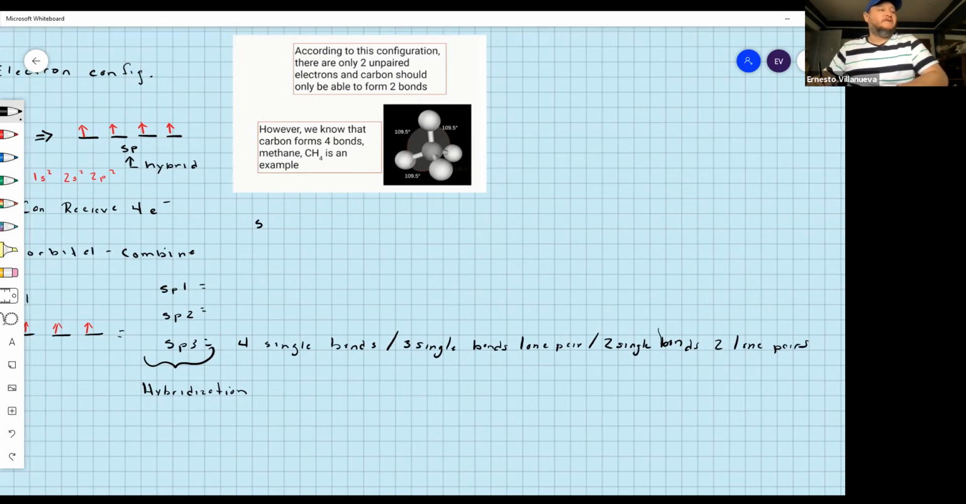If it's sp3, it's going to have four domains, right? So it can exist as four single bonds, three single bonds and a lone pair of electrons, or two single bonds and two lone pairs of electrons. But basically, it's going to have four domains in which to bond, right?